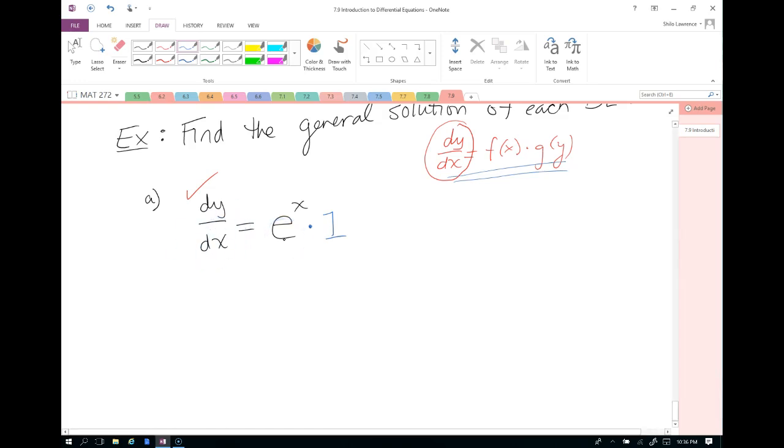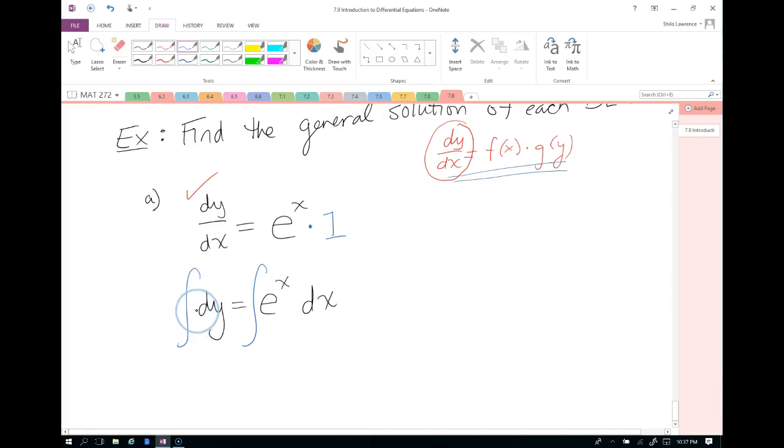So now that we know it's separable, it's in the standard separable format, we need to go ahead and separate the x's and the y's. Well, e to the x times 1 is just e to the x. We just need to make sure that everything on the left has y's in it, everything on the right has x's in it. In order to do that, all we have to do is multiply the dx over to the right. And we'll get dy equals e to the x dx. So everything on the left has y's, everything on the right has x's. And we can integrate.